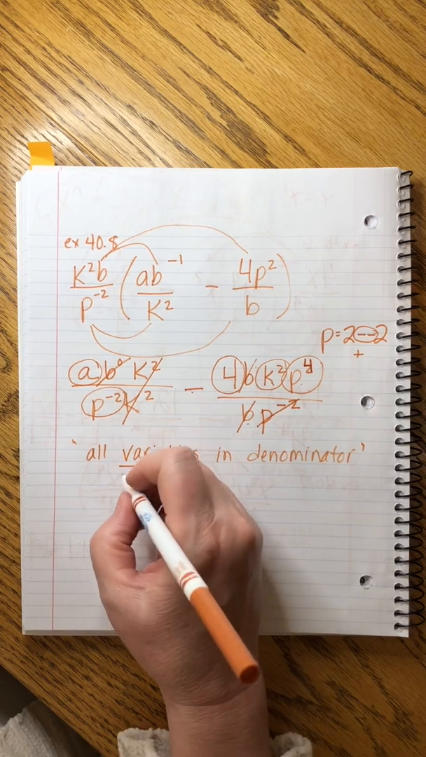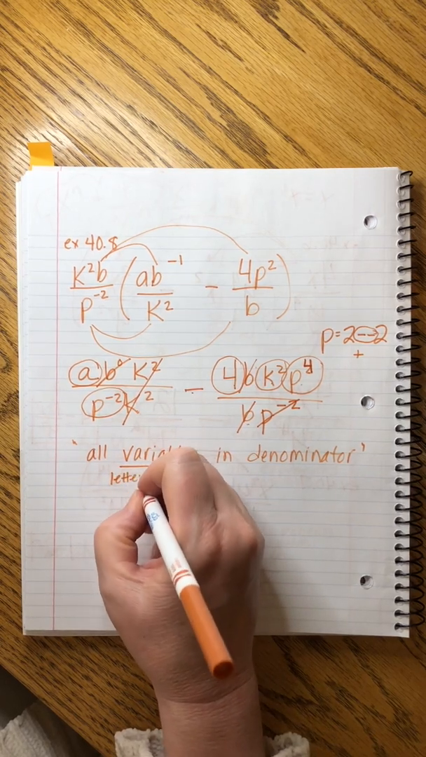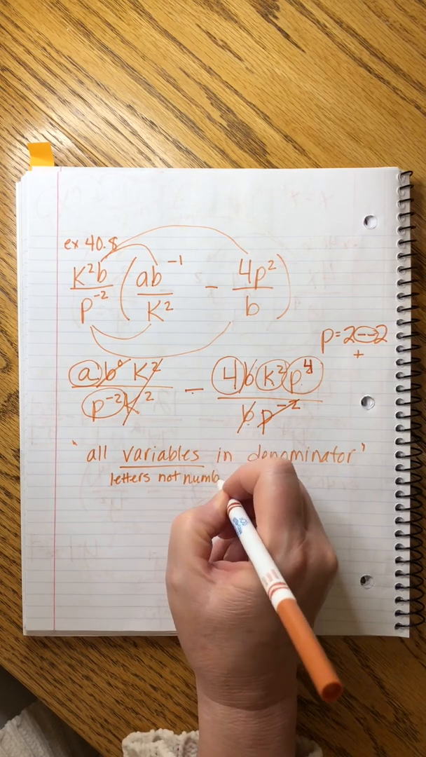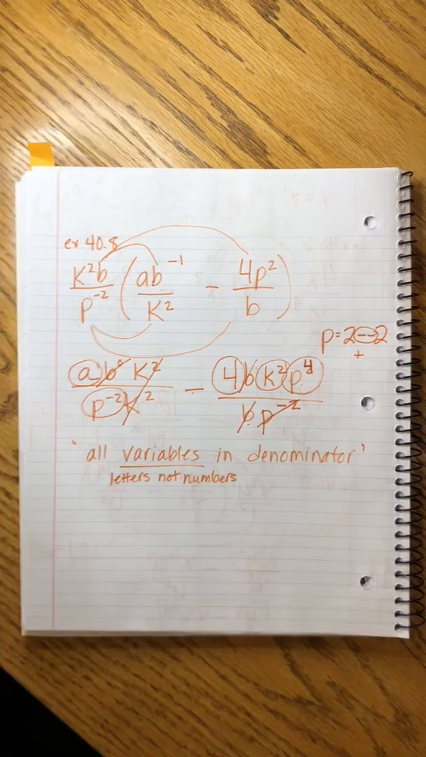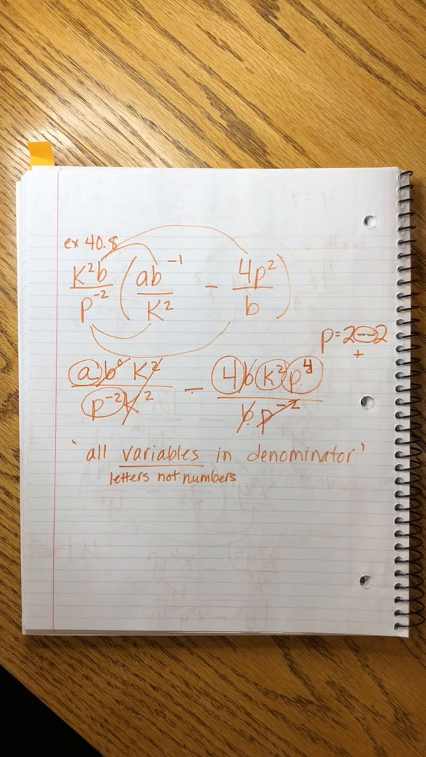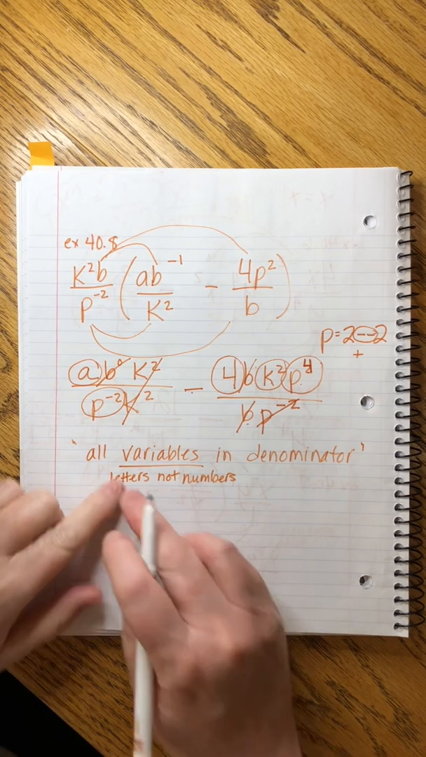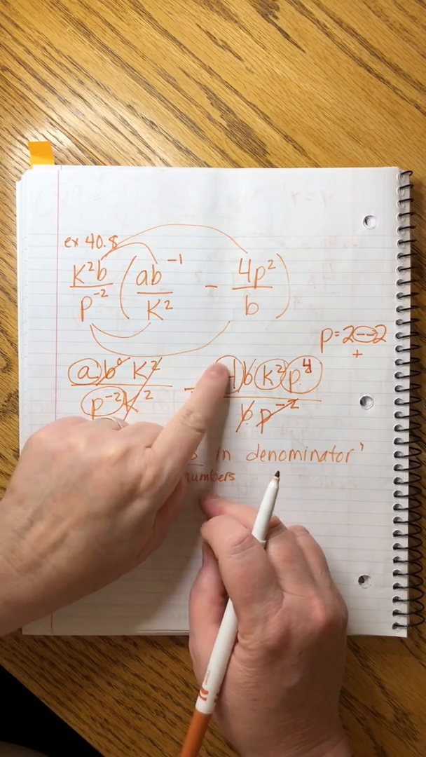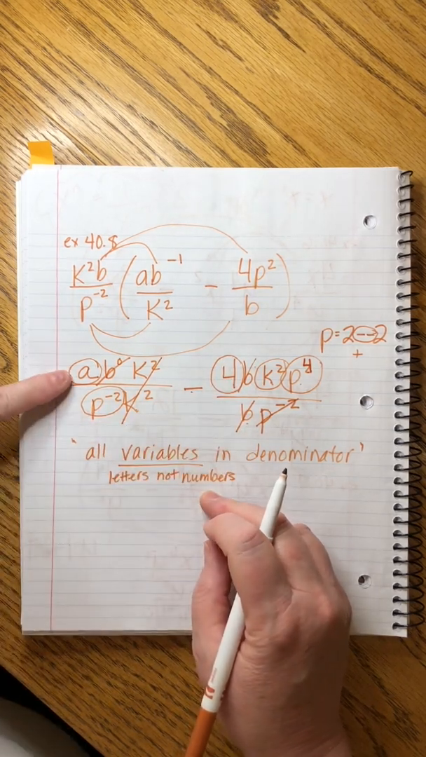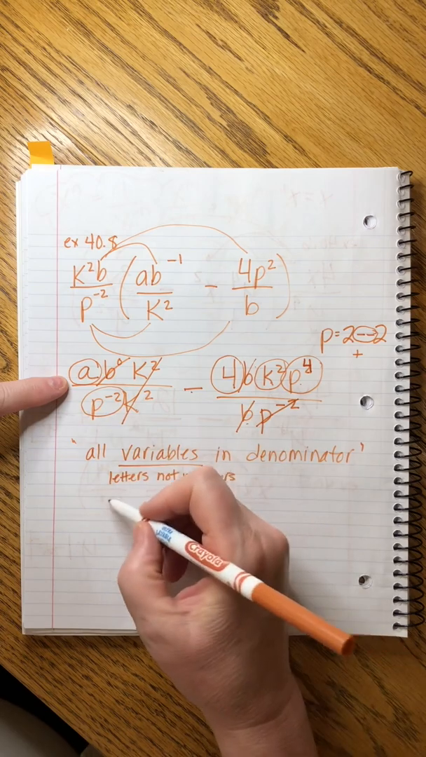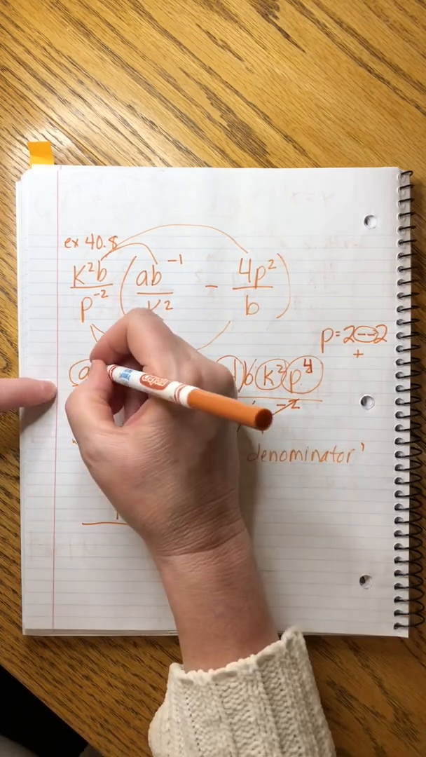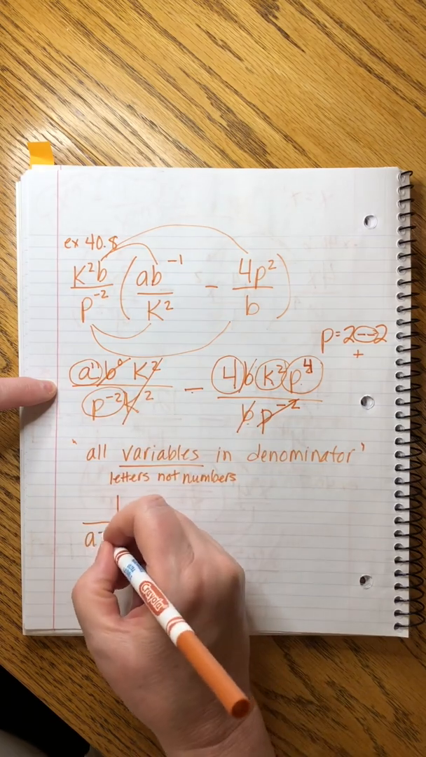Variables, that means letters, not numbers. So that means we want the letters to go downstairs, but the numbers, like that 4, stay up top. So let's look at how that works. Letters go down, that means we need to put a 1 to hold the top of this fraction. This is a to the 1st, so it will be a to the minus 1, right?